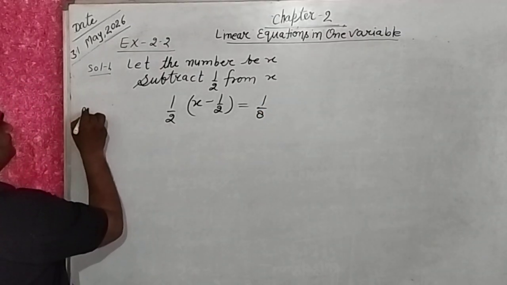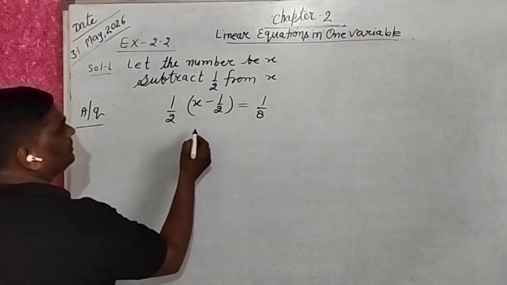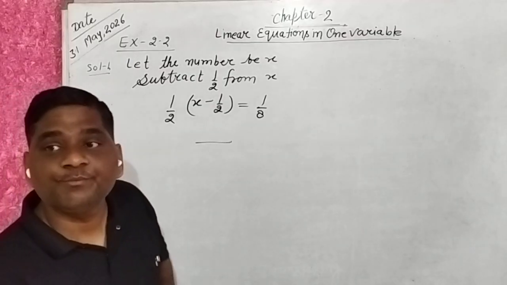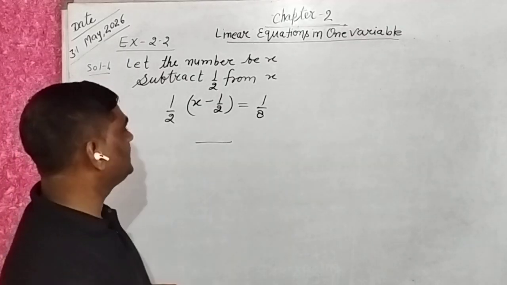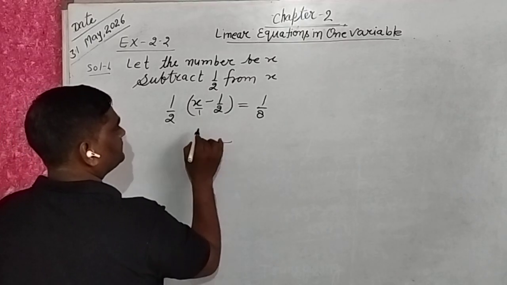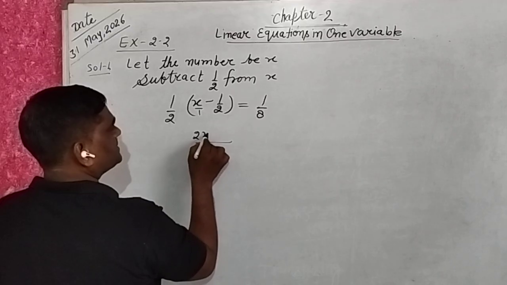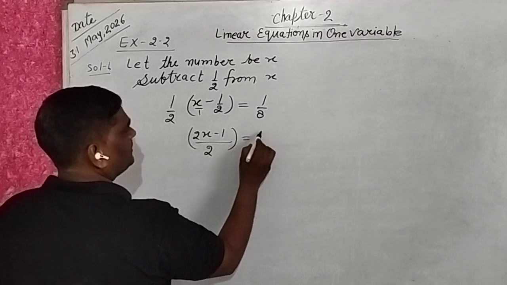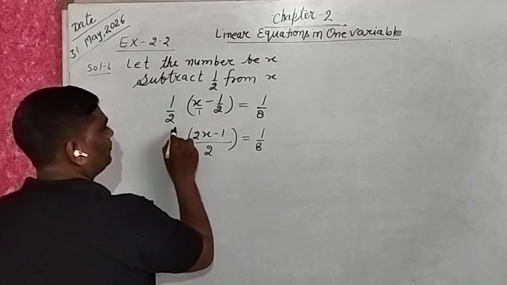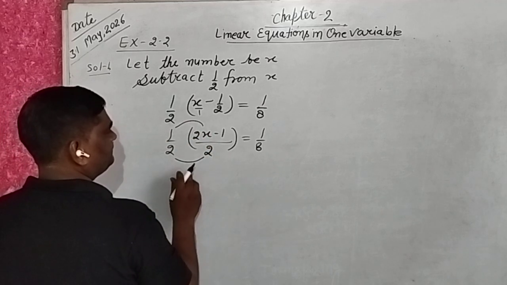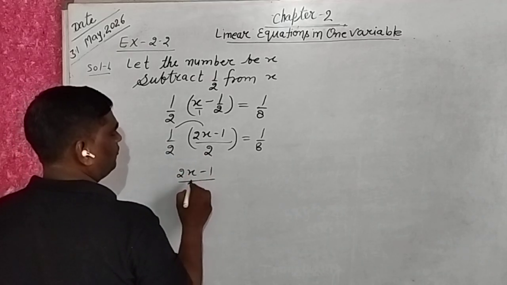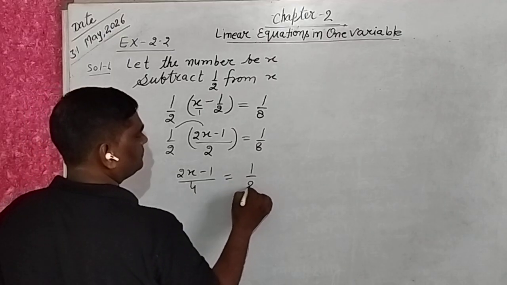According to the question, first of all we solve the bracket according to BODMAS. x minus 1 upon 2, take the LCM, 2x minus 1 upon 2 is equal to 1 upon 8. Multiply by 1 upon 2. 2x minus 1 upon 4 is equal to 1 upon 8.